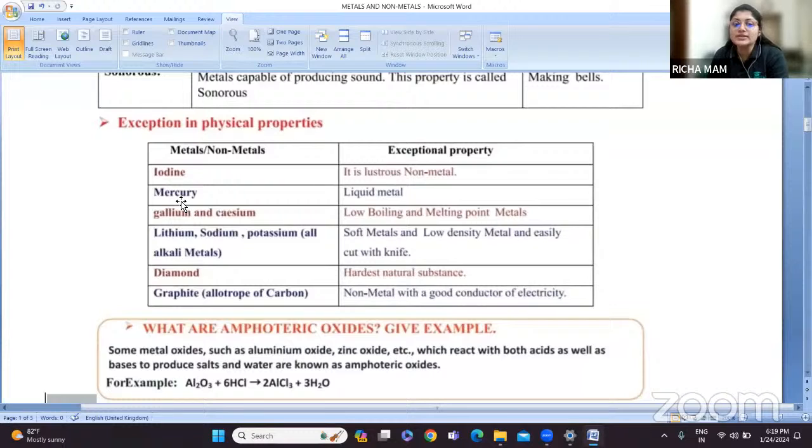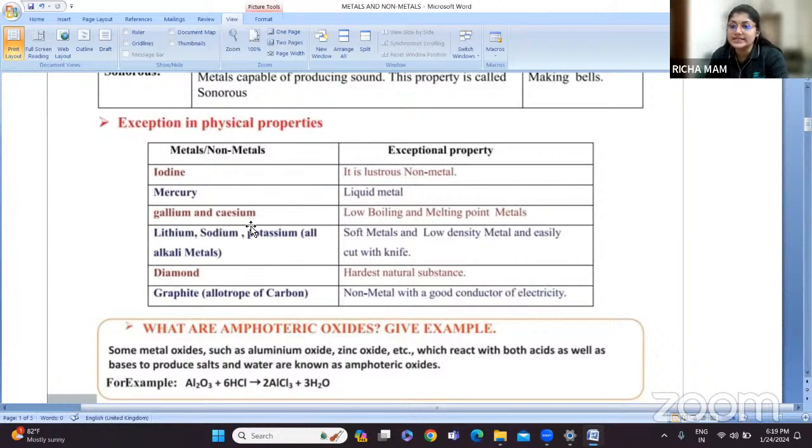Then, for example, the second is mercury. As we have stated, most of the metals are hard. But mercury is a liquid metal. The state of mercury is liquid.